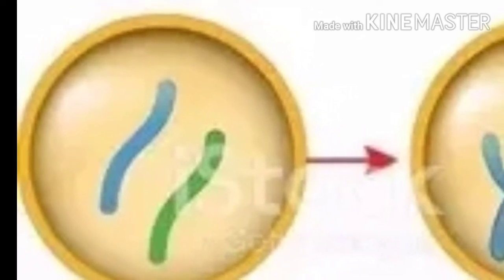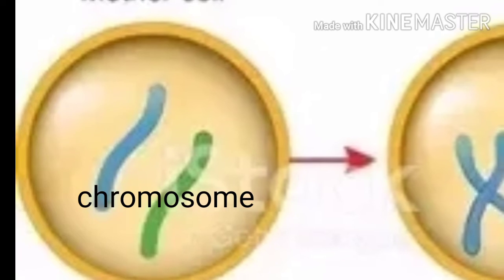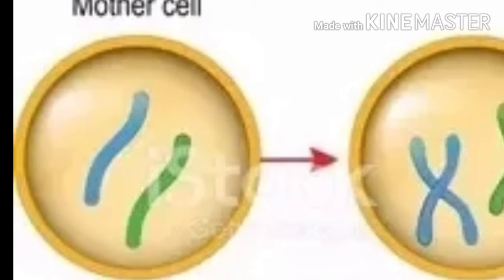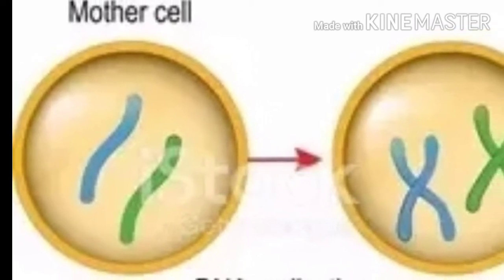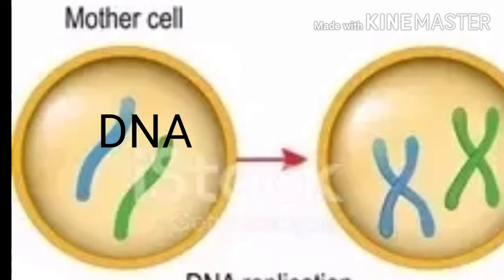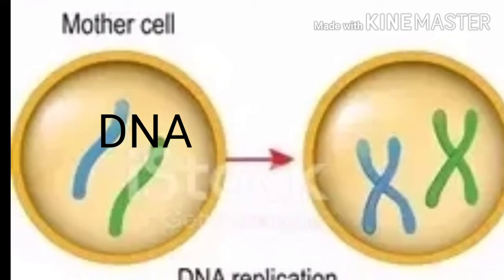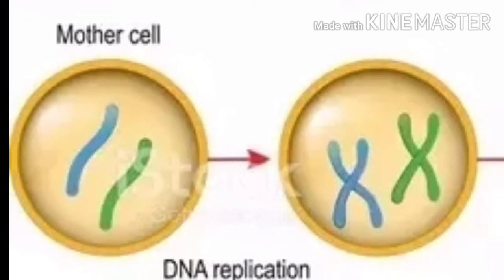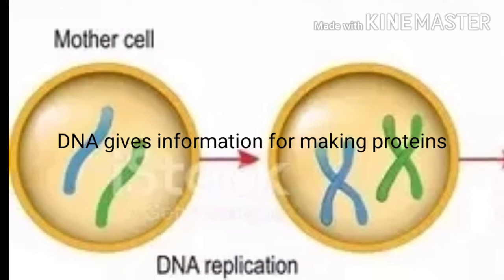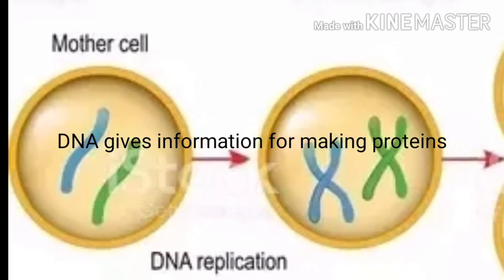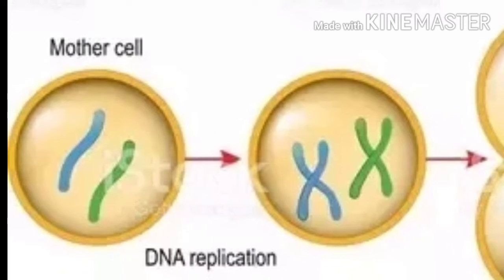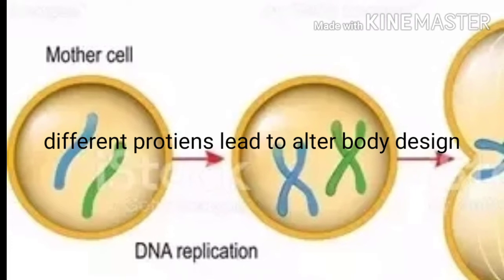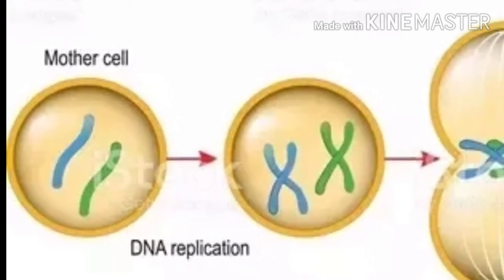You have studied in your ninth class about chromosomes, which are present in the nucleus, and you have also studied about their division. Chromosomes contain information for inheritance in the form of DNA, and the full form of DNA is deoxyribonucleic acid. The DNA in the cell nucleus is the information source for making proteins. If the information is changed, different proteins will be made. Different proteins will eventually lead to altered body designs. Therefore, a basic event in reproduction is the creation of a DNA copy.